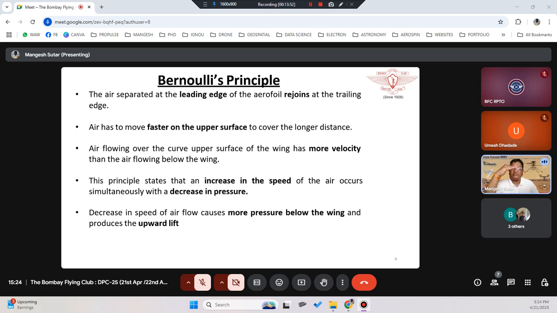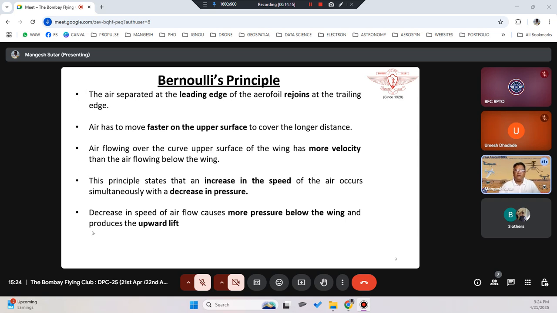So if you see the structure like this, okay, the air which is flowing on the top part is flowing at high velocity, but the pressure is low over here. But the air flowing below has to cover less distance. The velocity is low, but high pressure is created. So what happens? Your wing will try to move upwards, causing the upward movement.